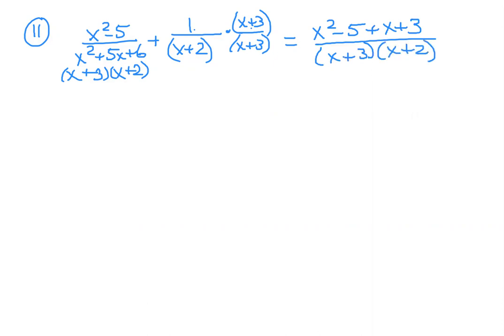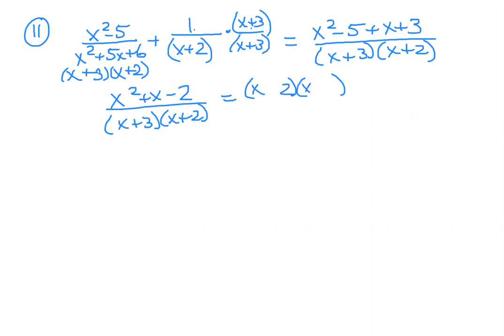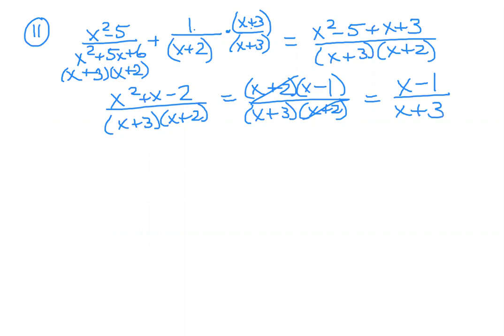Simplifying the numerator, we get x squared plus x minus 2. And then we're going to factor the numerator. So we're going to say what multiplies to give us negative 2 and adds to give us 1. And that's going to be a 2 and a negative 1. And we've got our denominator, and we can cancel those. And we're left with x minus 1 over x plus 3 for number 11. Now, let's look at number 12.